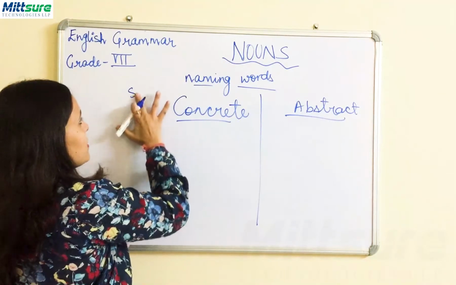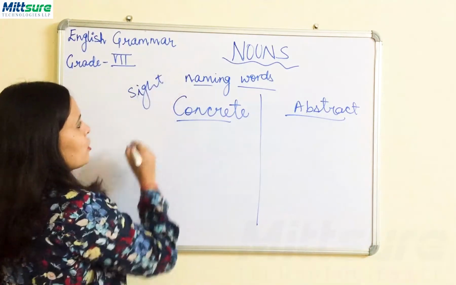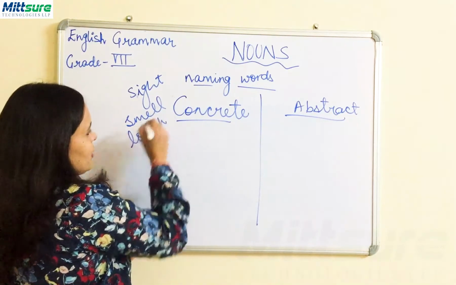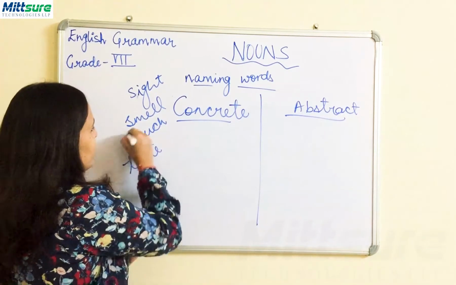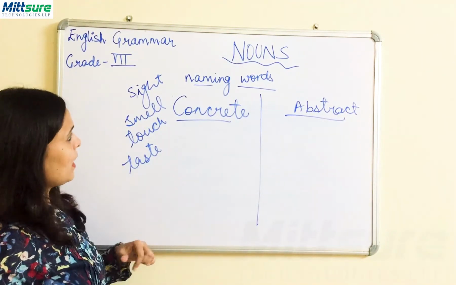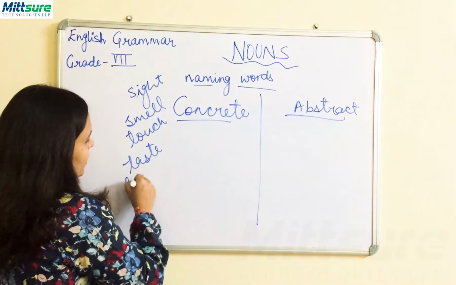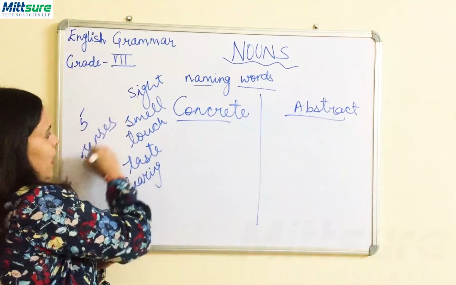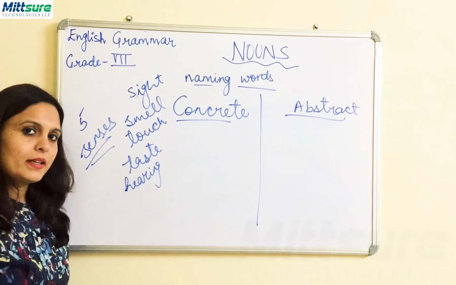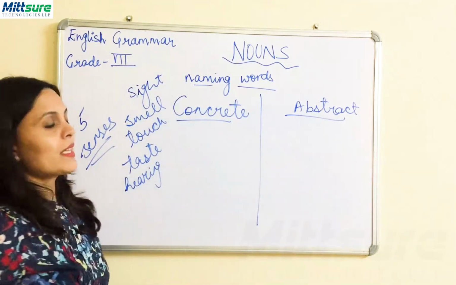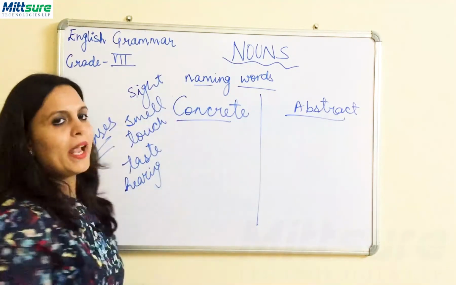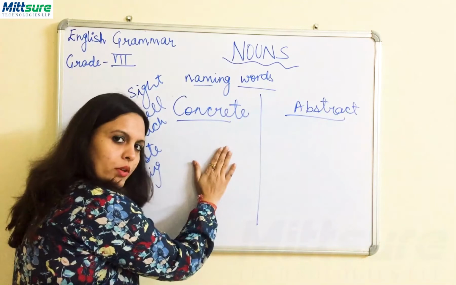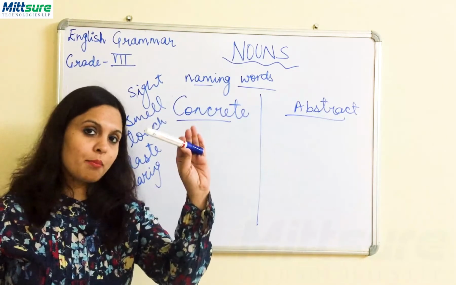Sense of sight, exactly. And sense of smell. You have the sense of touch. You have the sense of taste, right? And sense of hearing. So these are actually the five senses. We have the five senses, right? Any object that can be felt using any of our five senses is a concrete noun. So I can touch the board. I can hold this marker.